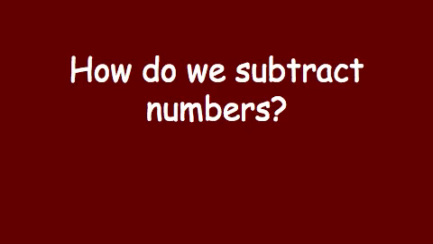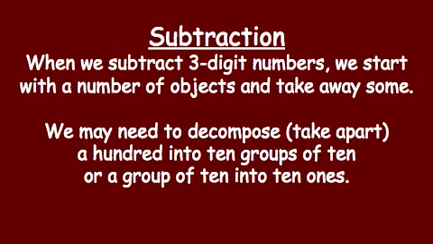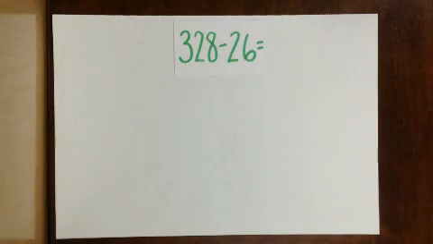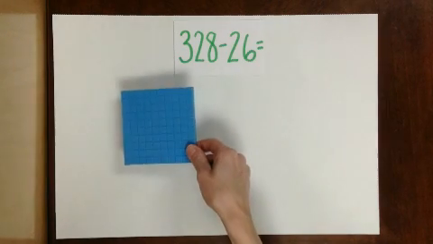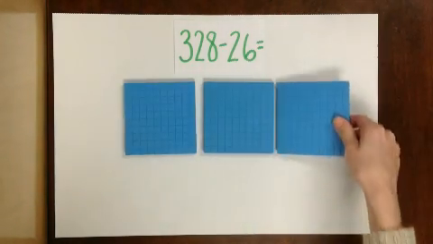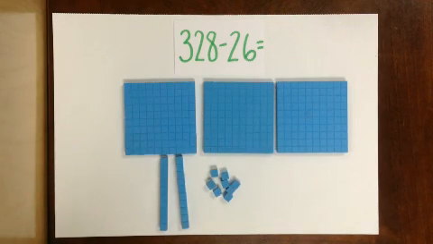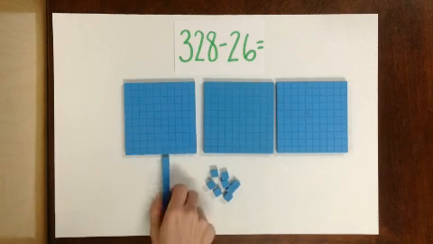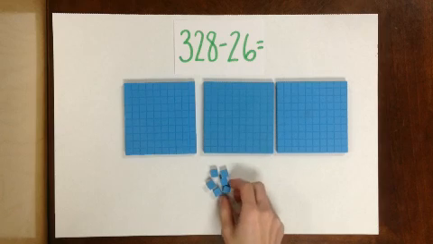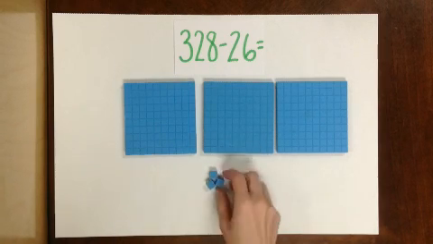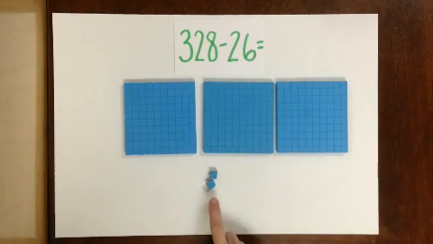How do we subtract numbers? When we subtract three-digit numbers, we start with a number of objects and take away some. We may need to decompose or take apart 100 into 10 groups of 10, or a group of 10 into 10 ones. Now let's try some subtraction equations using three-digit numbers. If we start with 328 and we subtract 26, we would be taking away 10, 20, 21, 22, 23, 24, 25, 26, and we would have 302 remaining.